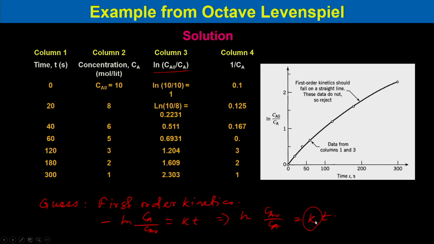So, we have plotted here column 1 and column 3, time versus the logarithm of Ca naught by Ca. As we can see, the data is not fitted with a straight line. There is a deviation from the straight line. So, from this we can conclude that this does not follow first order kinetics.